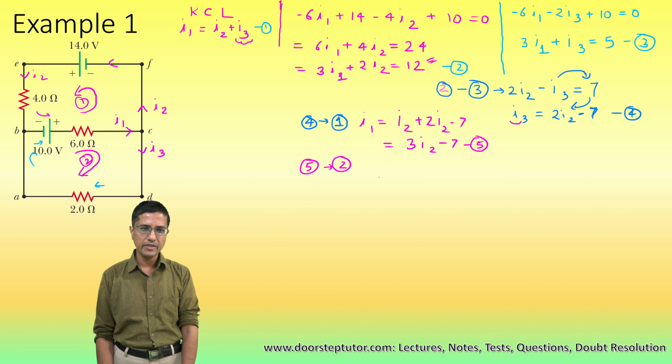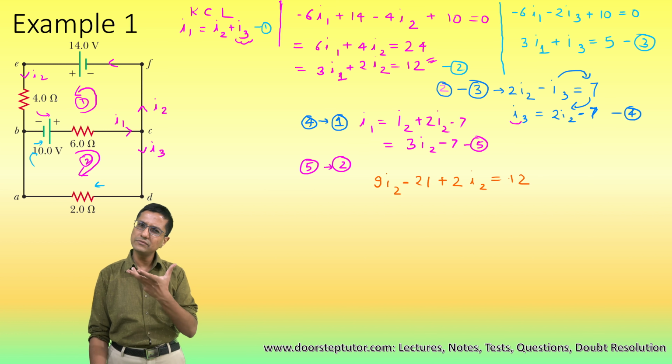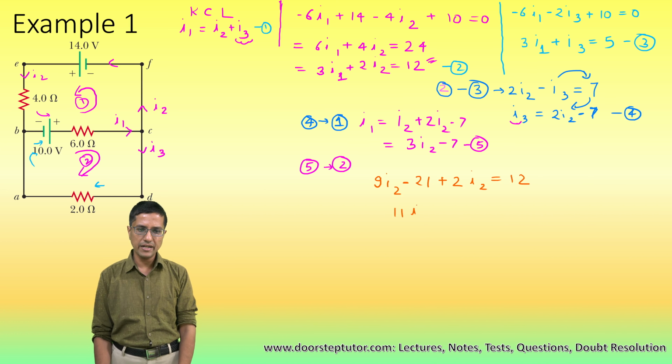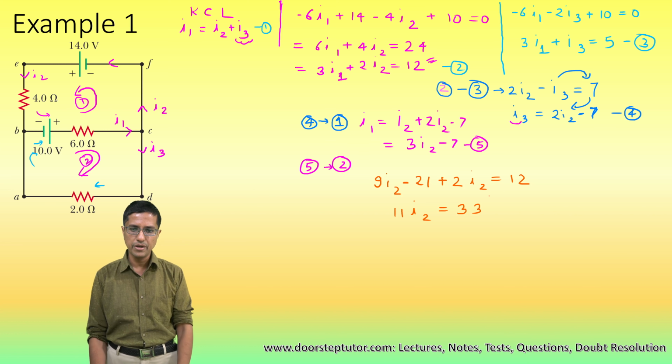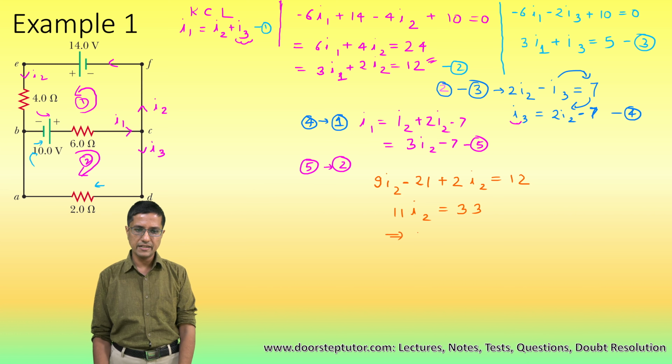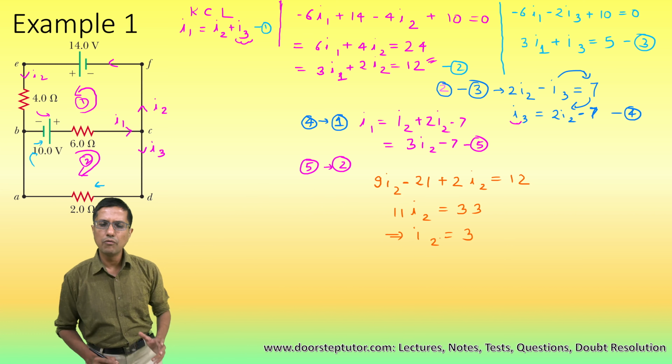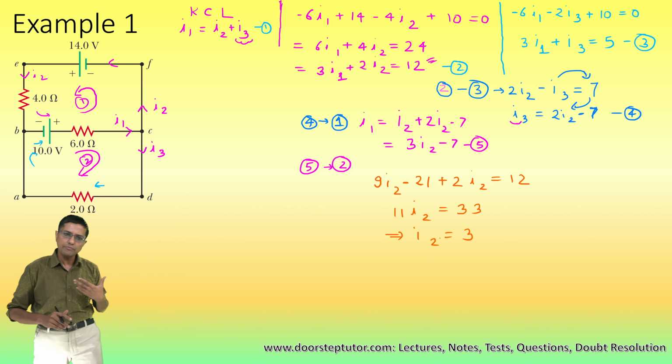So this is 3 3s are 9i2 minus 7 3s are 21, and this is plus 2i2 from that equation only, is equal to 12. Simple. Now this becomes 11i2 is equal to 12 plus 9, 12 plus 21, that is 33. So this 21 goes on the other side. 9 plus 2 is 11. 11i2 becomes 33, which implies that i2 is equal to 3. Okay, very simple. So we have gotten the value of i2 from this equation.